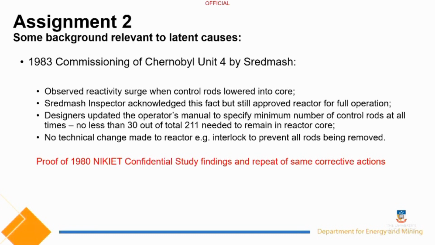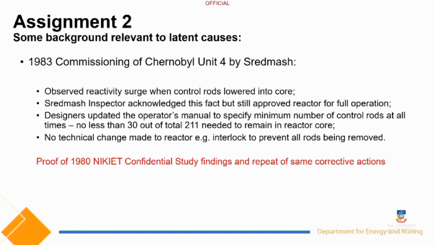In 1983, when they were commissioning Unit 4, the one that blew up in 86, they observed the reactivity surge when control rods were lowered in the core. So they saw the same issue, but at a lower level. The inspector acknowledged this fact, but still approved the reactor for full operation during commissioning. So when they were commissioning, they noticed a power surge as they were inserting the rods.